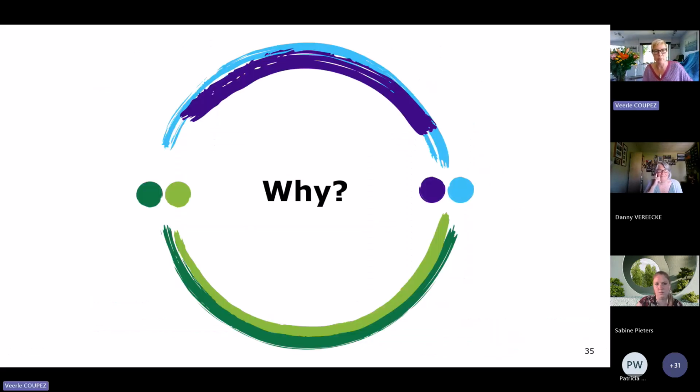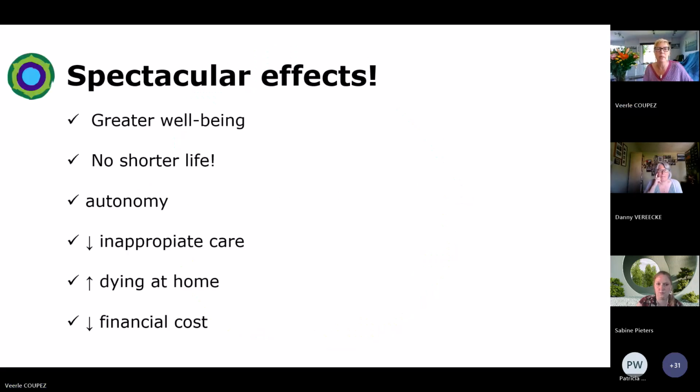Why is palliative care important? That's really important. We know that palliative care has spectacular effects when we see the research done about it. There are a lot of benefits. We see that there is greater well-being for the patients and for the close ones. They really feel supported. Patients don't have a shorter life. They live just as long and sometimes even longer.